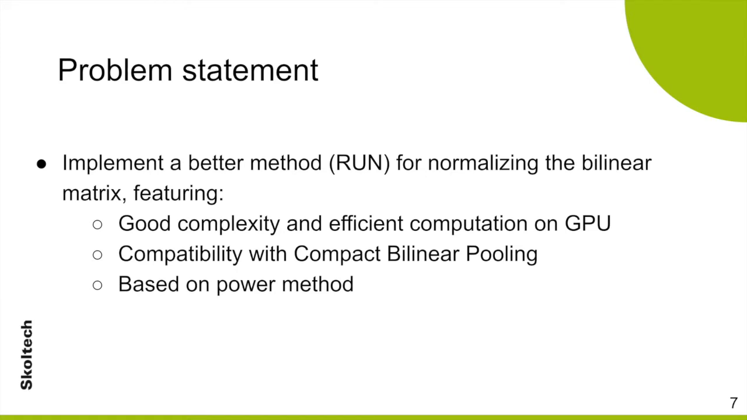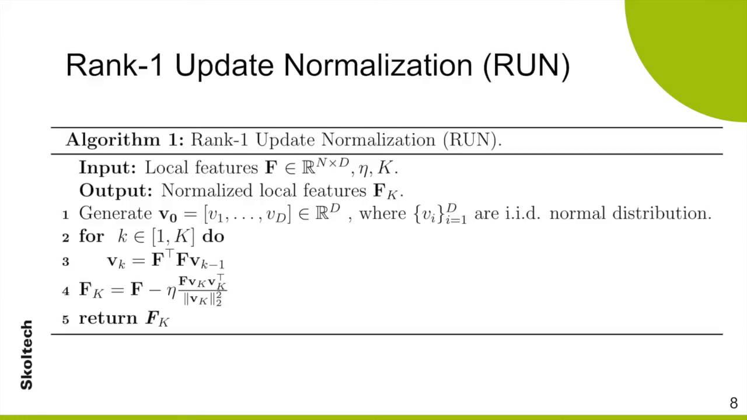Our goal is to implement and test the RUN algorithm for bilinear matrix normalization. It was proposed in the paper called Towards Faster and Simpler Matrix Normalization by rank-1 update by Yu et al. Unlike its predecessors, RUN is based on iterations of matrix by vector multiplications, which are computationally cheaper than matrix by matrix multiplications. The algorithm supports normalization on compact bilinear pooling features. Moreover, RUN is differentiable, which means that it can be plugged into a neural network for end-to-end training.